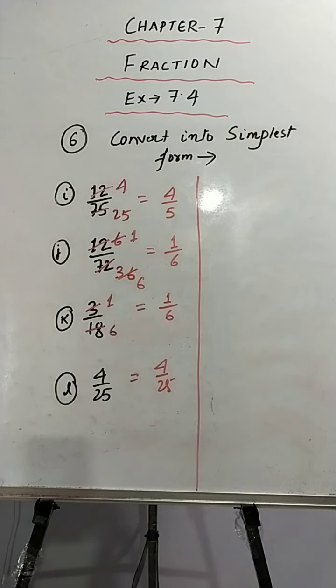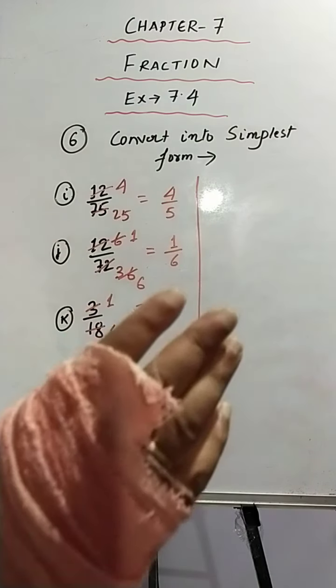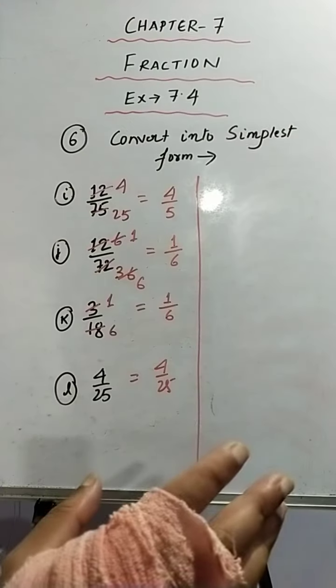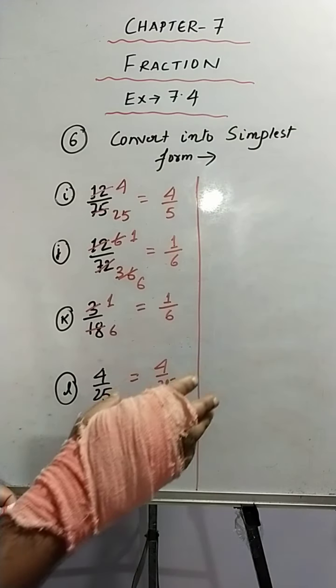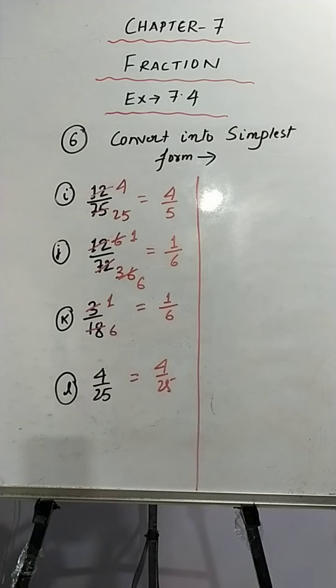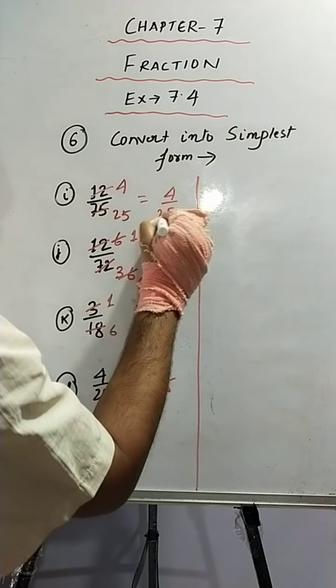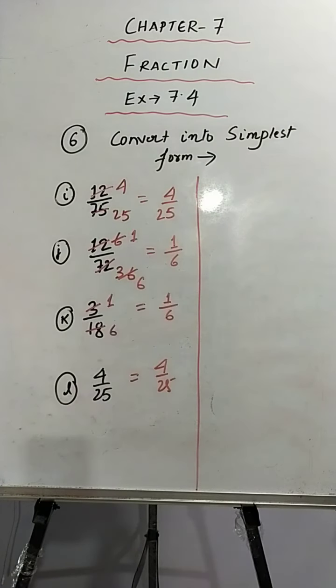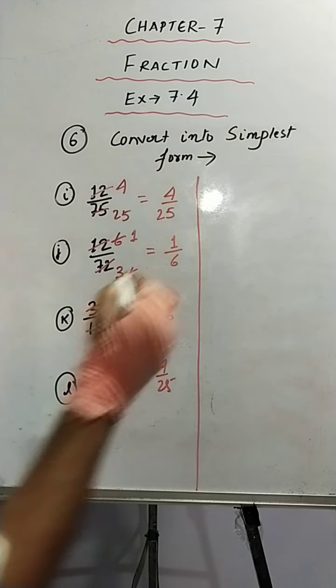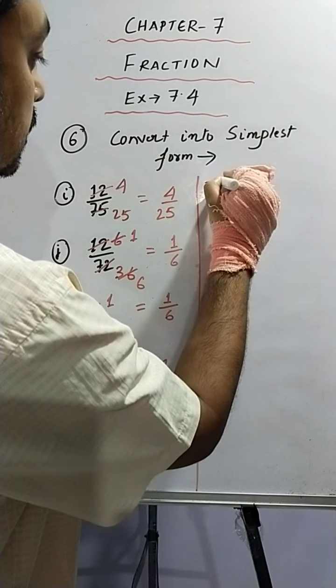Now what is the final thing that we have to do with this sum? As we have observed, after reducing we got three types of fractions. Either we were getting 1 by 6, or 1 by 5, or 4 by 25, isn't it? So now what we have to do is write this: that there are three groups of equivalent fractions. We have to write this at last.